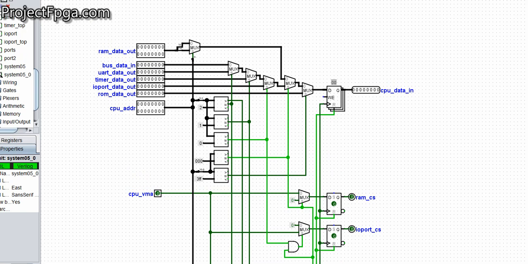One, you notice this set of inputs here, excluding the CPU address. So you notice the RAM data out, bus data in, UART data out, timer data out, IO port data out, and ROM data out. So all these inputs, they are all outputs from different peripherals. So these are outputs from the ROM, output from the IO port, output from the timer, output from the UART, output from the bus, and output from the RAM.